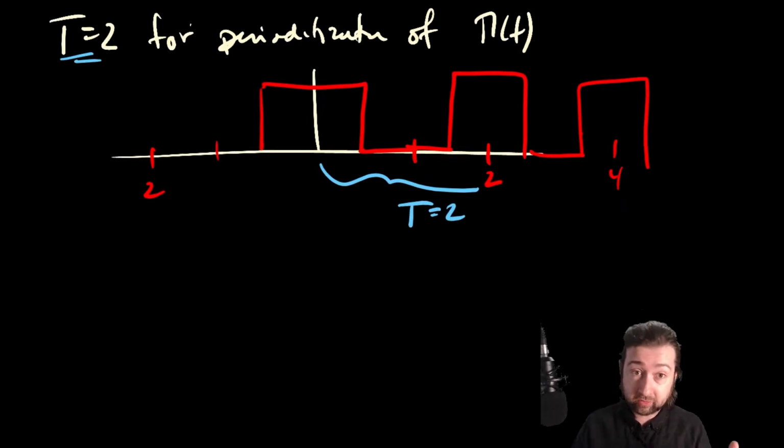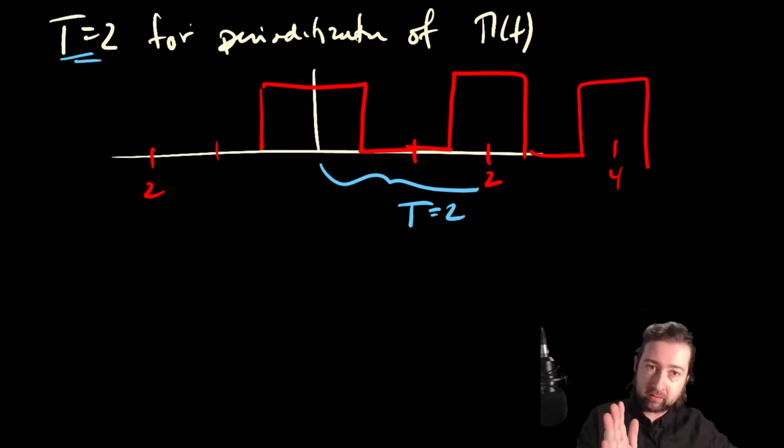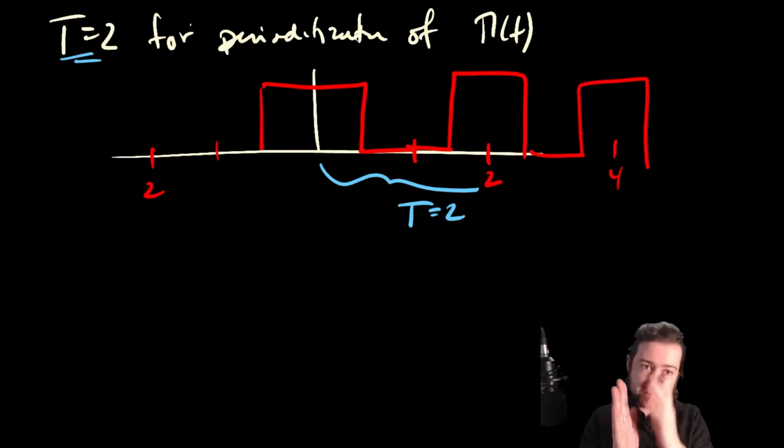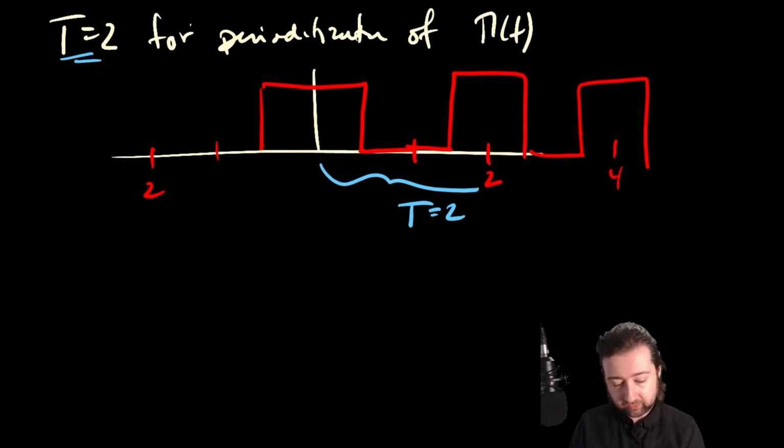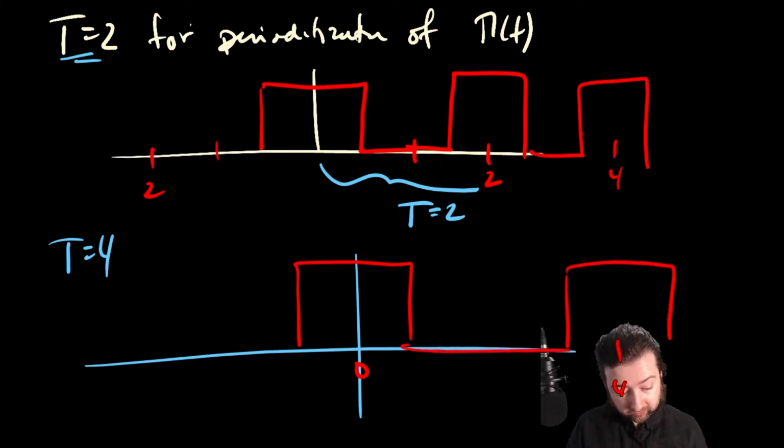So it has period 2 because it takes that initial shape and just shifts it by 2, and then shifts it by 2 again, and shifts it by 2 again. So whatever the initial shape was just gets pasted down over and over and over again with that period. If T was equal to 4, then the periodization is going to have a rectangle in the middle like usual, but now the next rectangle does not appear at 2, it appears at 4. So this function has double the period.